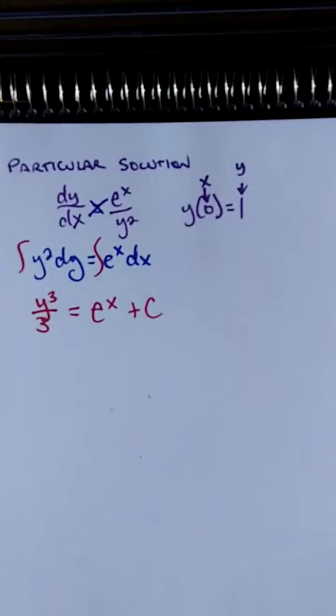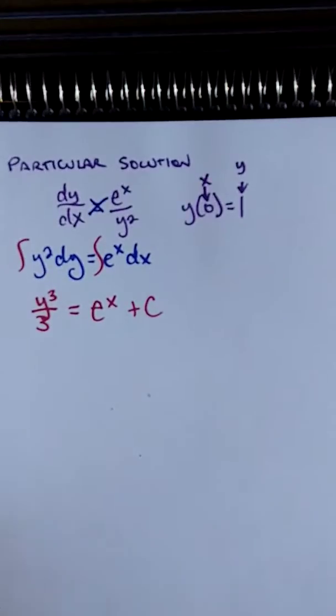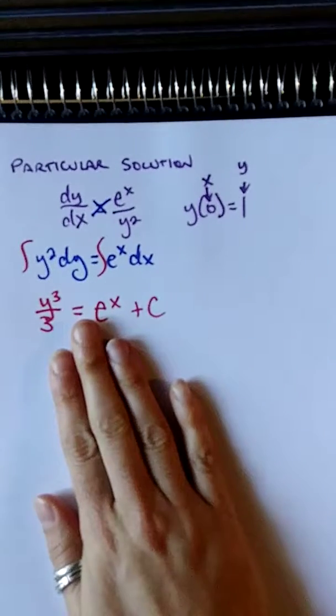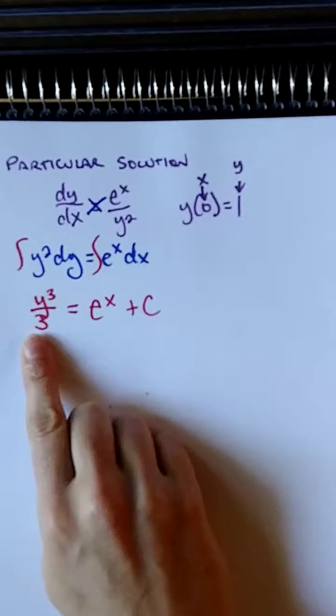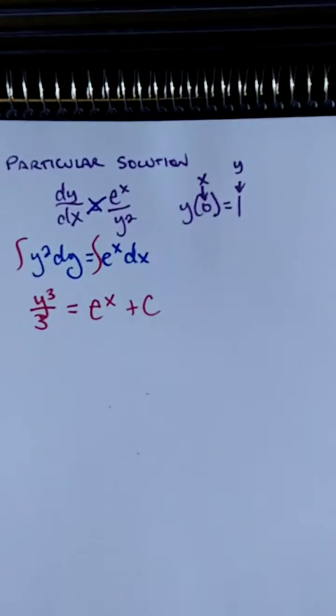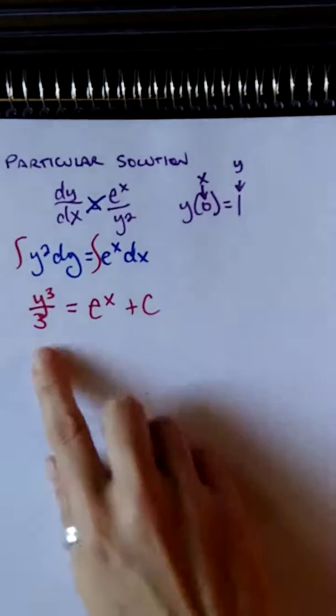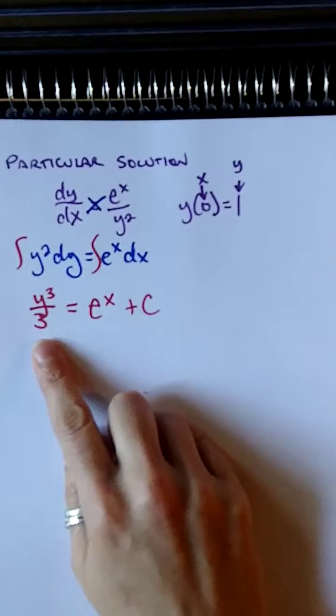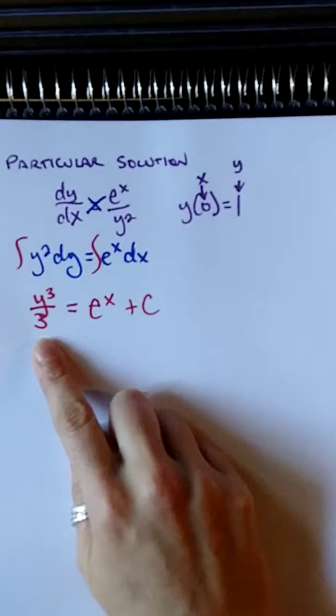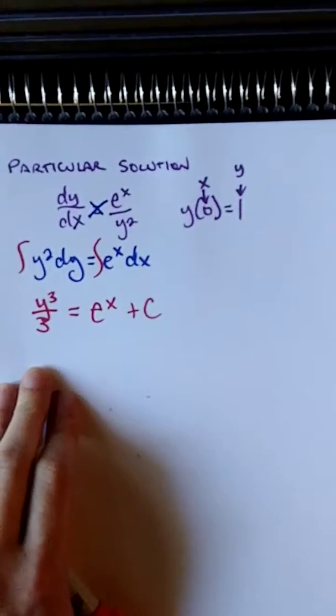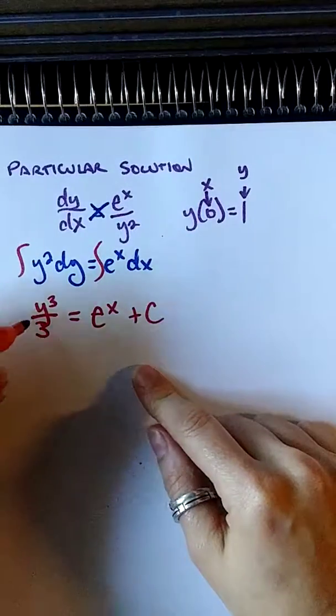So this would be close to my general solution, but I do want a particular, which means I have to use my initial condition to solve for c. And I can do that now, or I can multiply everything by 3 first. It makes no difference. Personally, I don't like dealing with fractions unless I have to, so I'm going to go ahead and multiply everything by 3 before finding c. But like I said, it doesn't actually make a difference. So I'm going to multiply everything by 3.